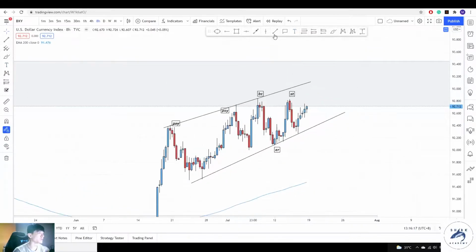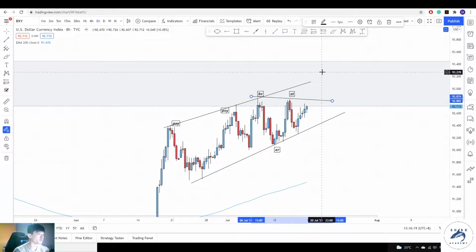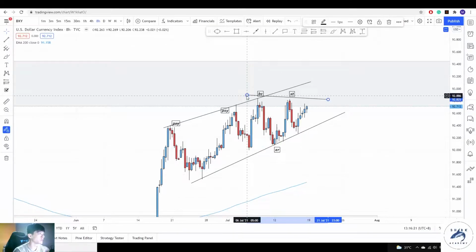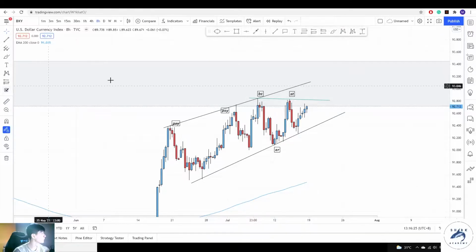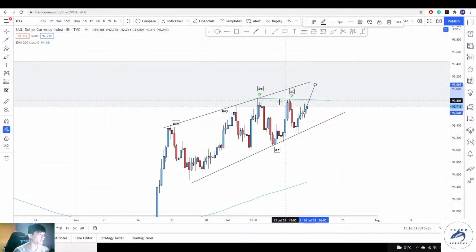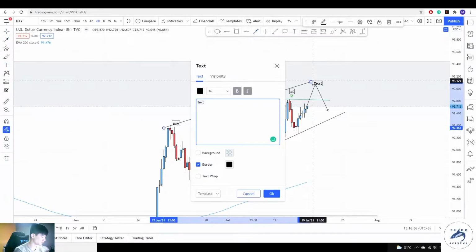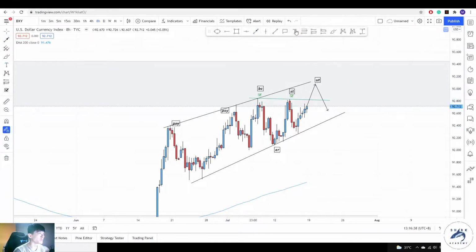So what does this mean? We expect price to make another move higher to do what? To liquidate these levels. This is our liquidity area in terms of trend line. As price makes its way up, it's going to break this level, liquidating these levels, and maybe come back down, and this creates the UT. So it depends on what happens here.